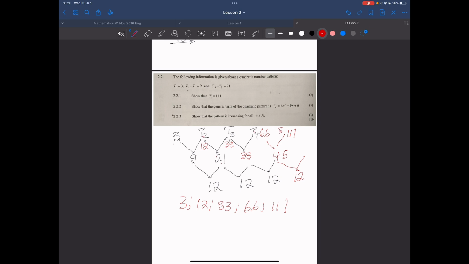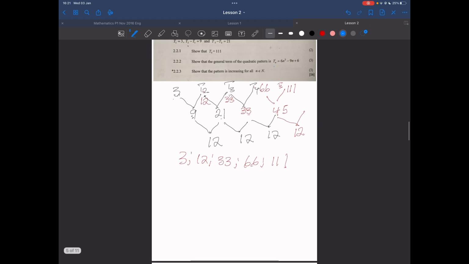So let's look at number 2. Number 2 says show that the general term of the quadratic pattern is term n is that. So we are simply going to calculate the general term here. We know that the second difference is 12, therefore 2a equals 12, giving us a to be 6 as we divide by 2.